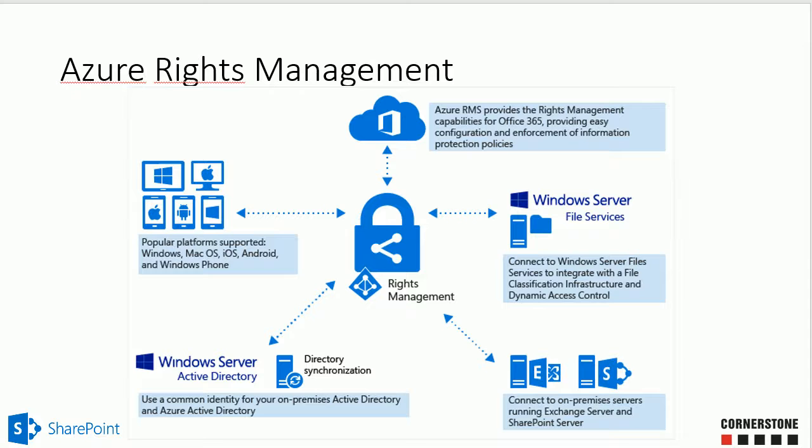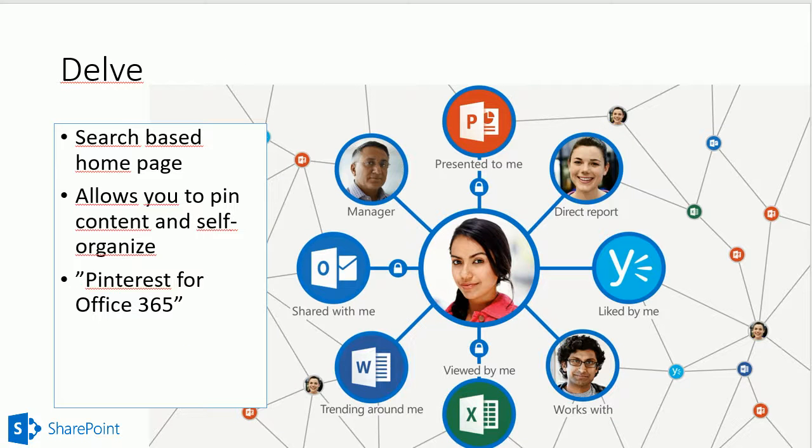All right, leaving IRM, or Azure Rights Management, which it's also called, moving on to Delve. Delve is a search-based homepage, kind of like Pinterest. If you've tried that, you can pin things to this. You can find information that's relevant to you. This is not going to come on premises because it's kind of an AI thing.